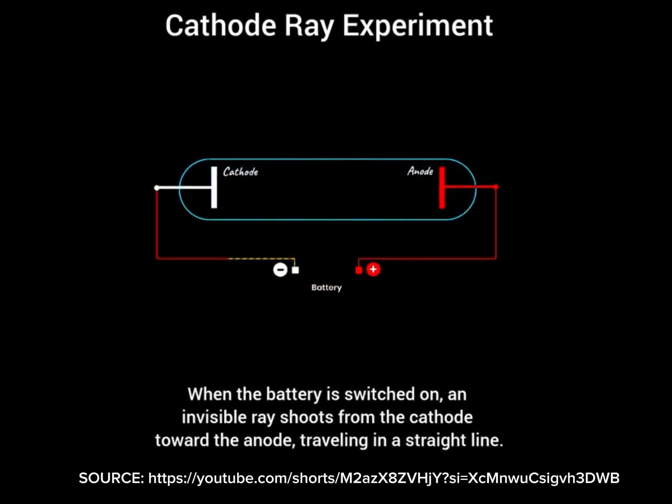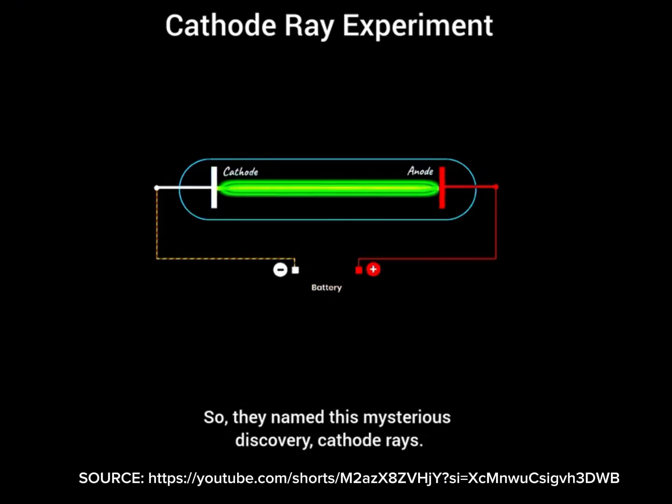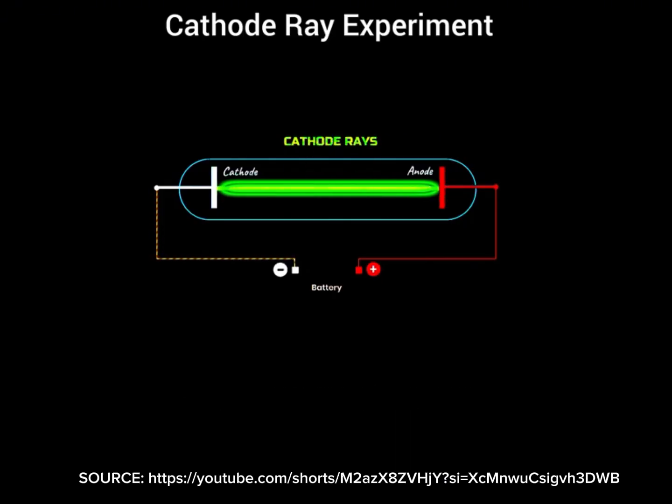When the battery is switched on, an invisible ray shoots from the cathode toward the anode, traveling in a straight line. Scientists were puzzled. They knew something was coming from the cathode, but had no idea what it was. So they named this mysterious discovery cathode rays.